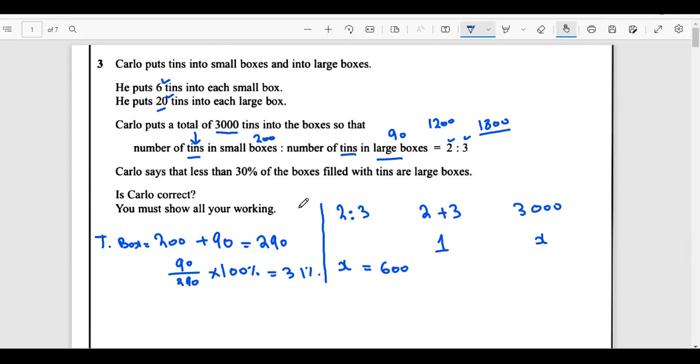So since it is greater than 30%, that's why his claim was wrong. Should I explain this again? Okay, sure. Look, wait.